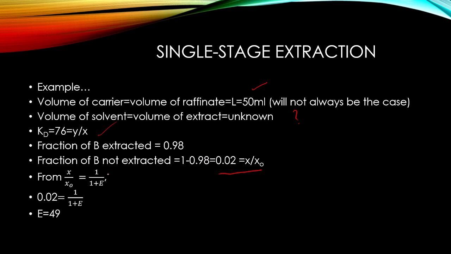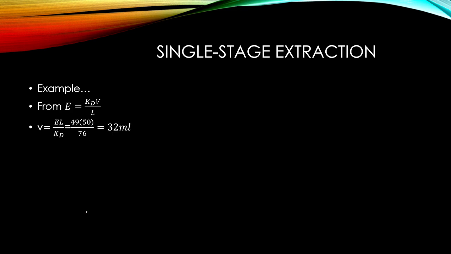And remember, we said that was equal to 1 over 1 plus E. So the 0.02 is going to be equal to that, and we can make E the subject to get 49. So that's going to be the extraction factor.